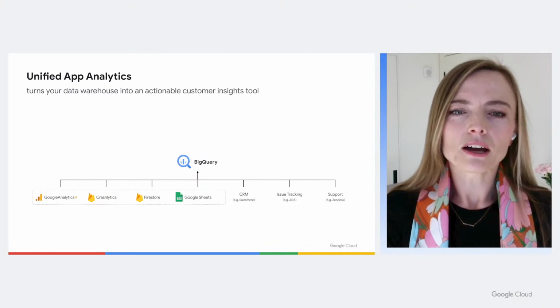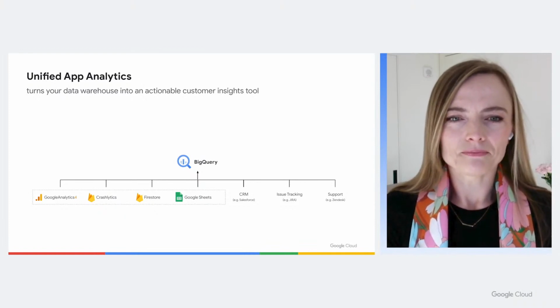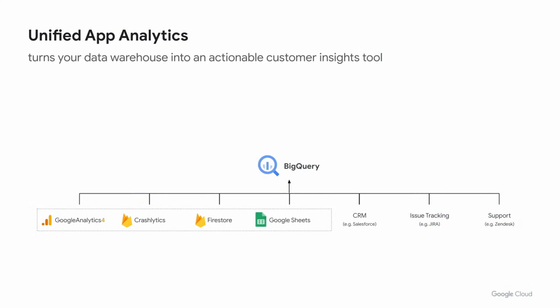Now, let's look under the hood of the app analytics design pattern. If mobile apps are an important part of how you interact with your customers, you are probably already using a variety of tools. Google Analytics to log events, Firebase Crashlytics to gather data about app errors, and probably a variety of other tools, such as customer relationship management systems, support or ticketing systems, or maybe even your own homegrown systems. The first step into unlocking value from all these disparate data sources is to centralize them into a single data warehouse, such as BigQuery.